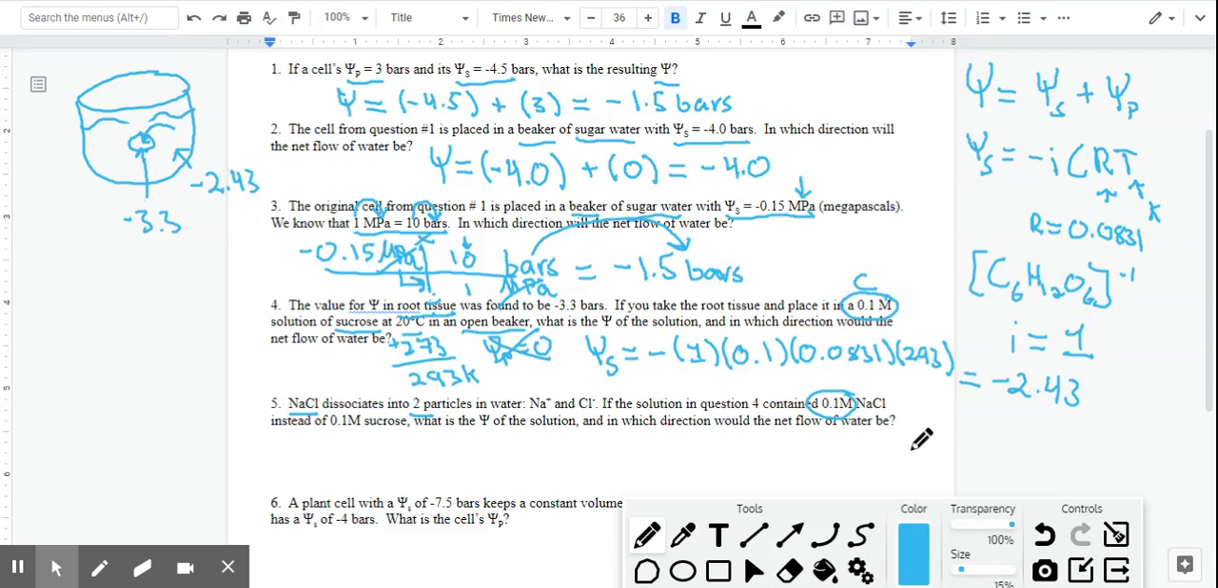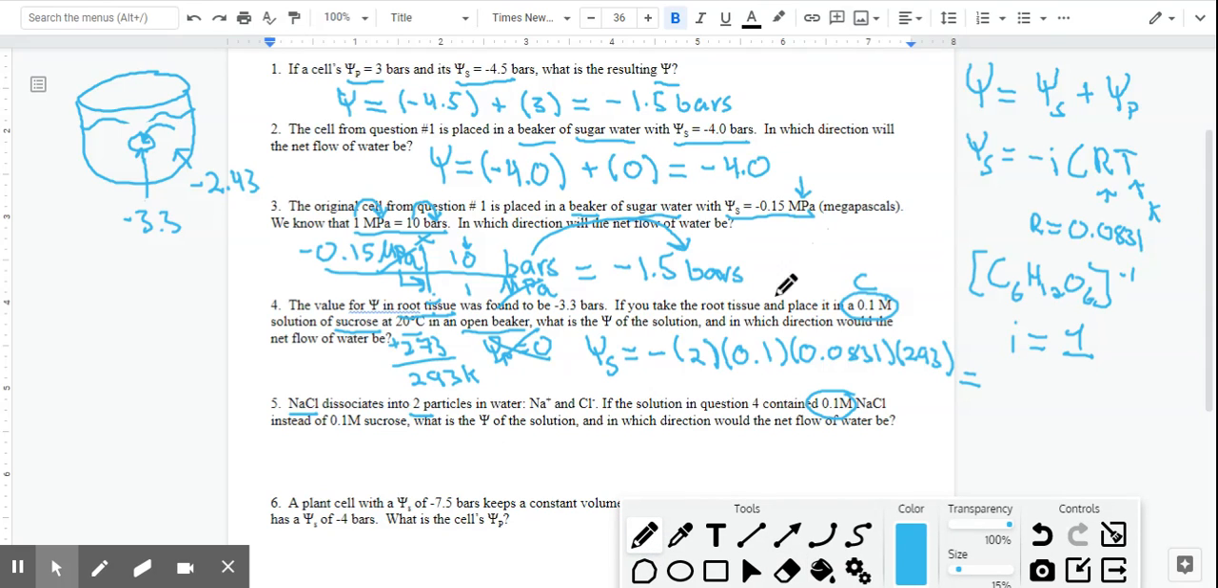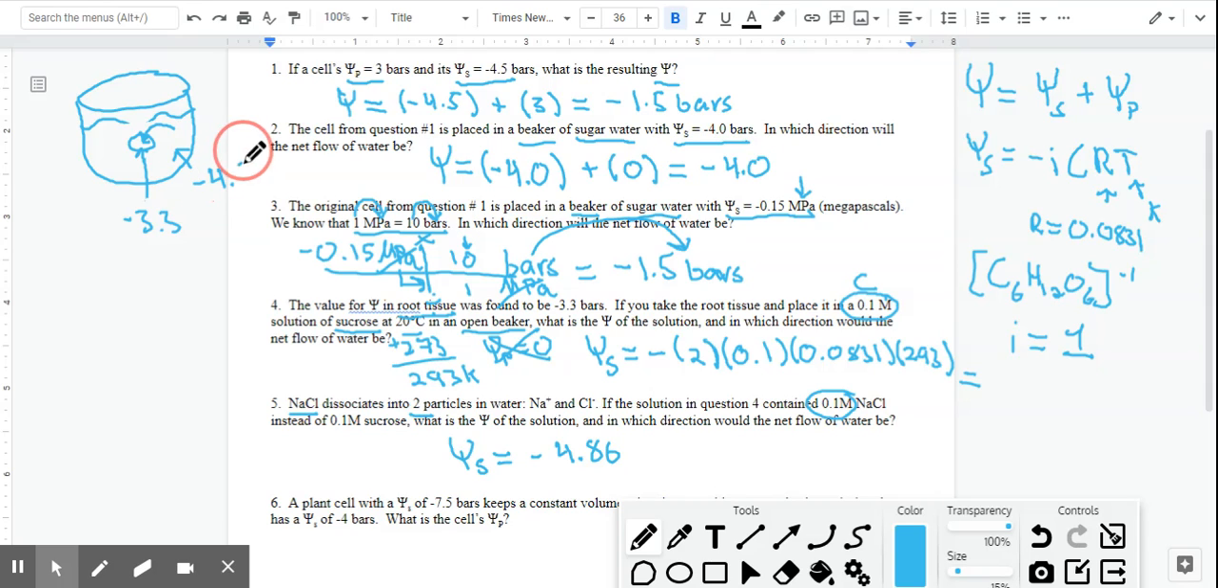Our R value is going to be the same. Concentration is the same. So basically, we can use the same equation that we did last time, but instead of a 1, I'm going to swap that out. It's going to be a 2. So we're just going to change one number. And basically, it's going to take that negative 2.43, we need to double it. So what we get instead, our solute potential for question number 5, is negative 4.86. So our environment changes from a negative 2.43 to a negative 4.86.